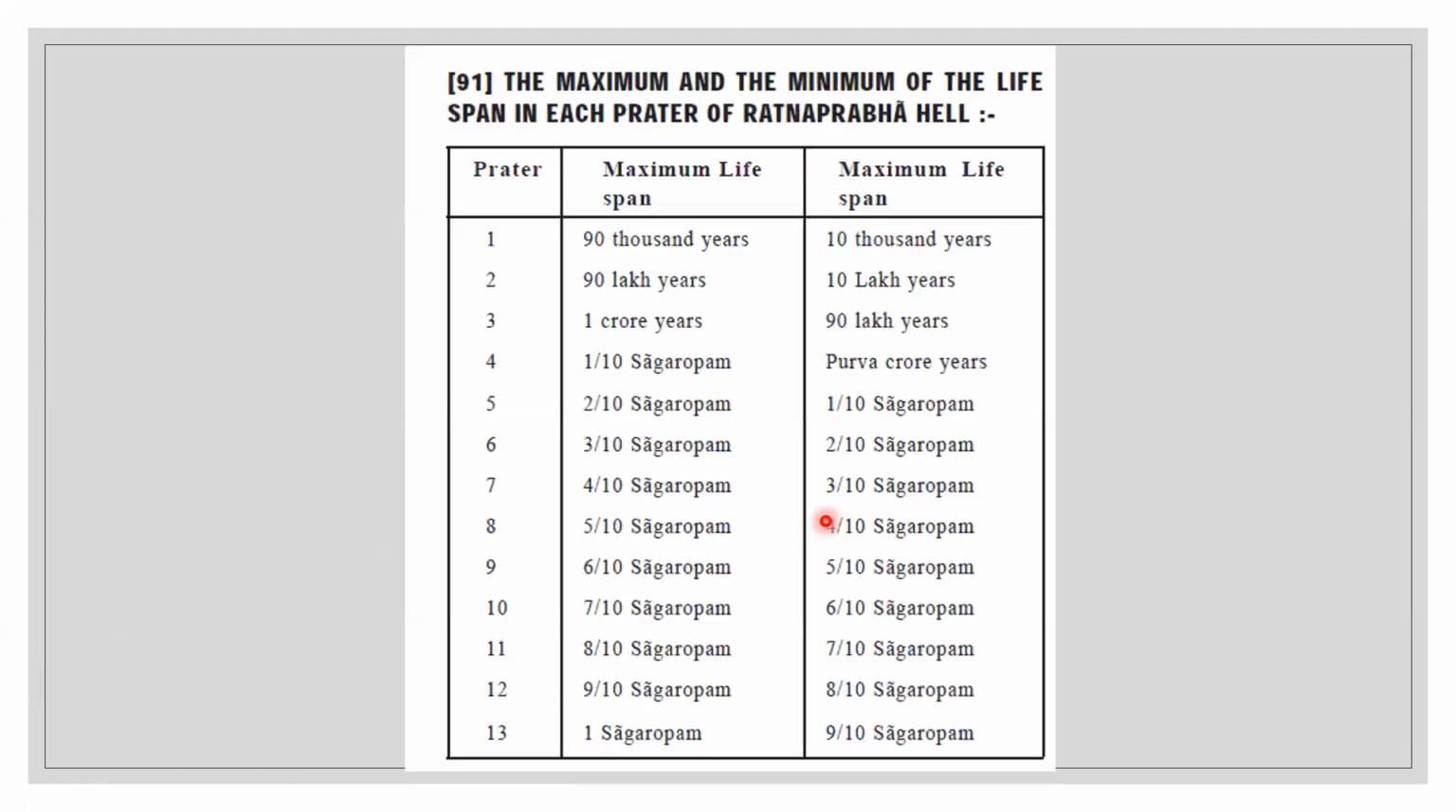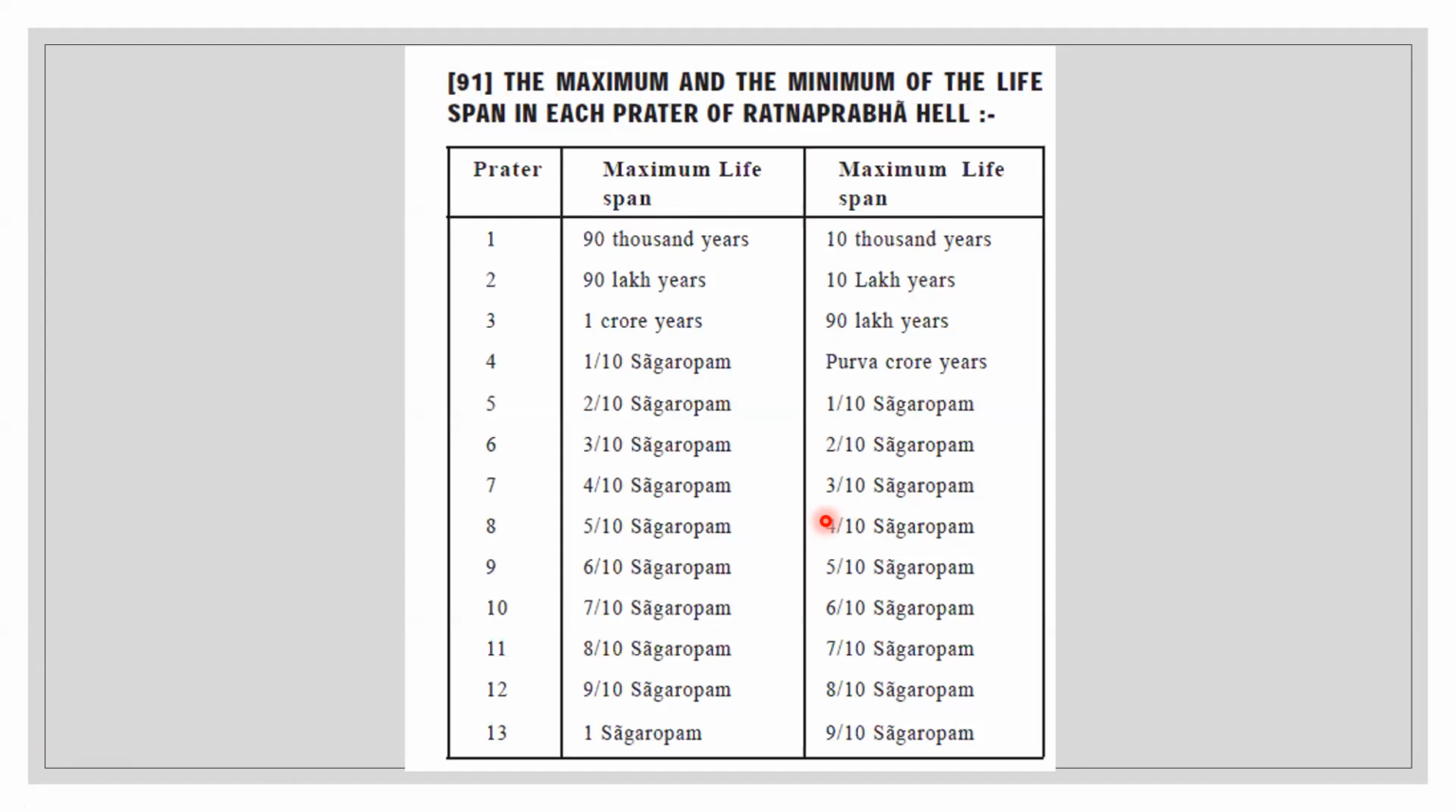So depending on where the Jeeves are born in the first Narak, if you are born in the first Pratar, then your Ayushya is different. So for the first Pratar, the minimum Ayushya is 10,000 years, maximum Ayushya of the Jeeves is 90,000 years. If the Jeev is born in the second Pratar, the Ayushya increases. As you go down, the Ayushya increases.